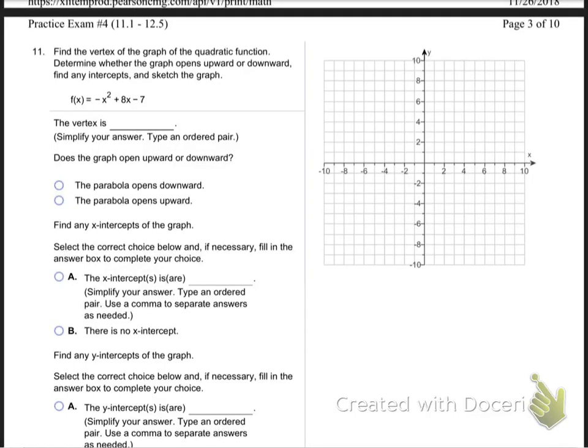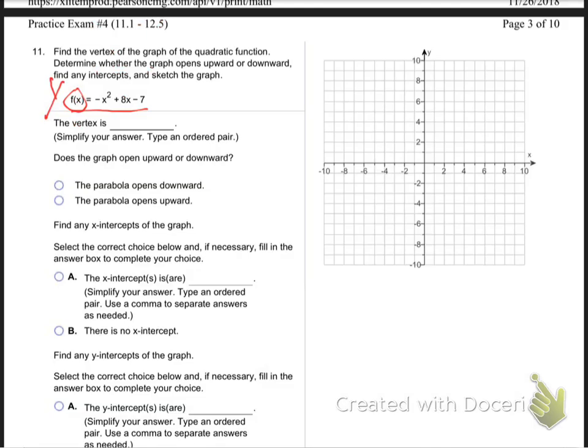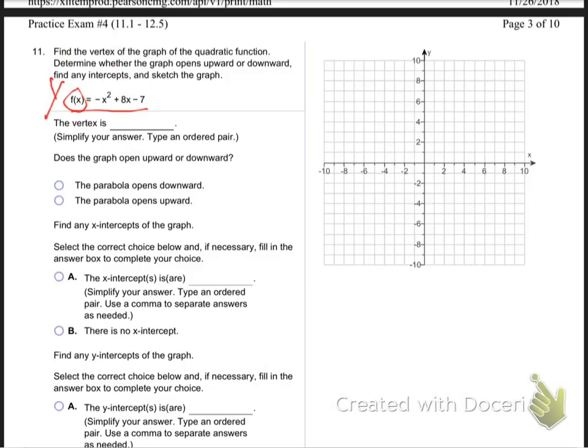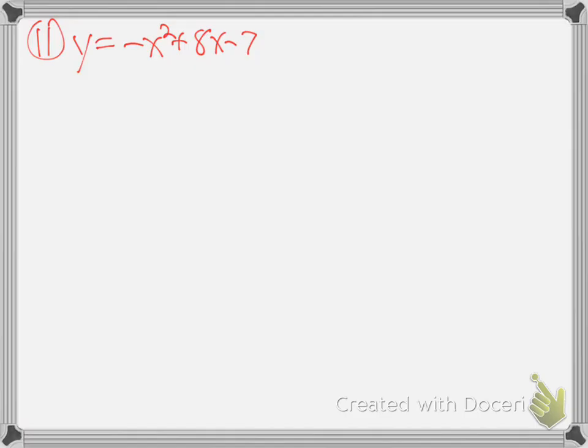All right, so here we are in part 2 of practice exam 4, question 11. They want me to graph that. F of x is y. Let's go to a fresh screen here. So y equals minus x squared plus 8x minus 7. Okay, so now we have no parentheses squared.